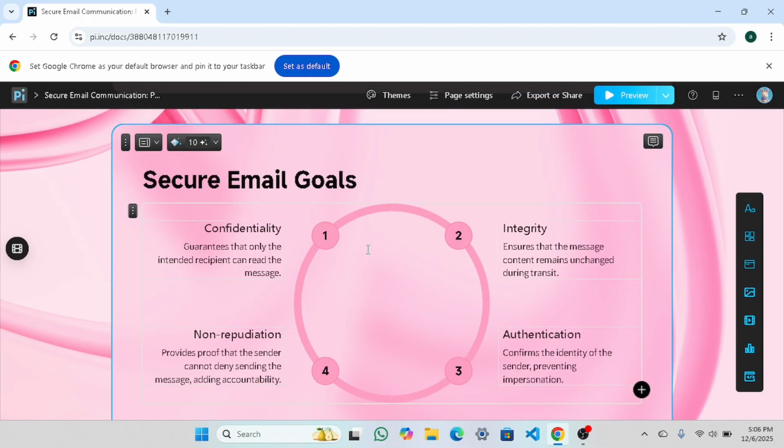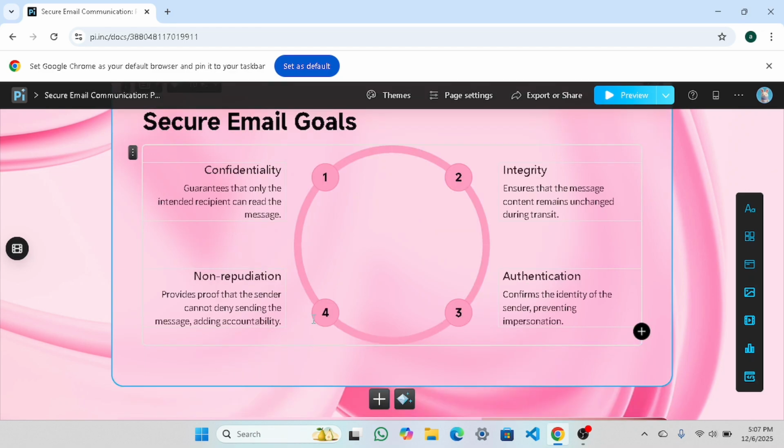Now we are going to see the secure email goals. What are the main goals of making emails secure? The first one is confidentiality. The second is integrity, then authentication, and non-repudiation. Confidentiality is the guarantee that only the intended recipient can read the message. Integrity ensures that the message contents remain unchanged during transit. Authentication confirms the identity of a sender, preventing impersonation. The fourth and last goal is non-repudiation, which provides proof that the sender cannot deny sending the message, adding accountability.